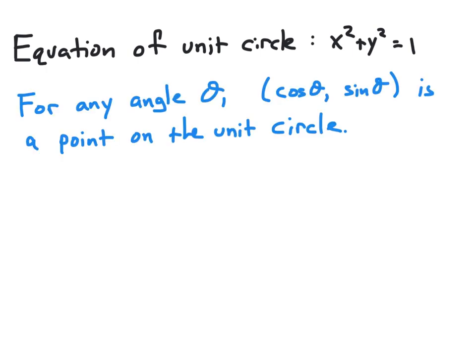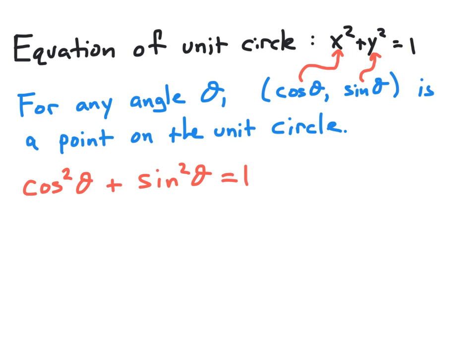In particular, we know that for any angle theta, the point (cosine theta, sine theta) is a point on the unit circle, and therefore, if we substitute in cosine theta for x and sine theta for y, we'll obtain a true equation. When we do that, we obtain the equation cosine squared theta plus sine squared theta equals 1. This equation is true for any angle theta, whether it be acute or obtuse or even negative.